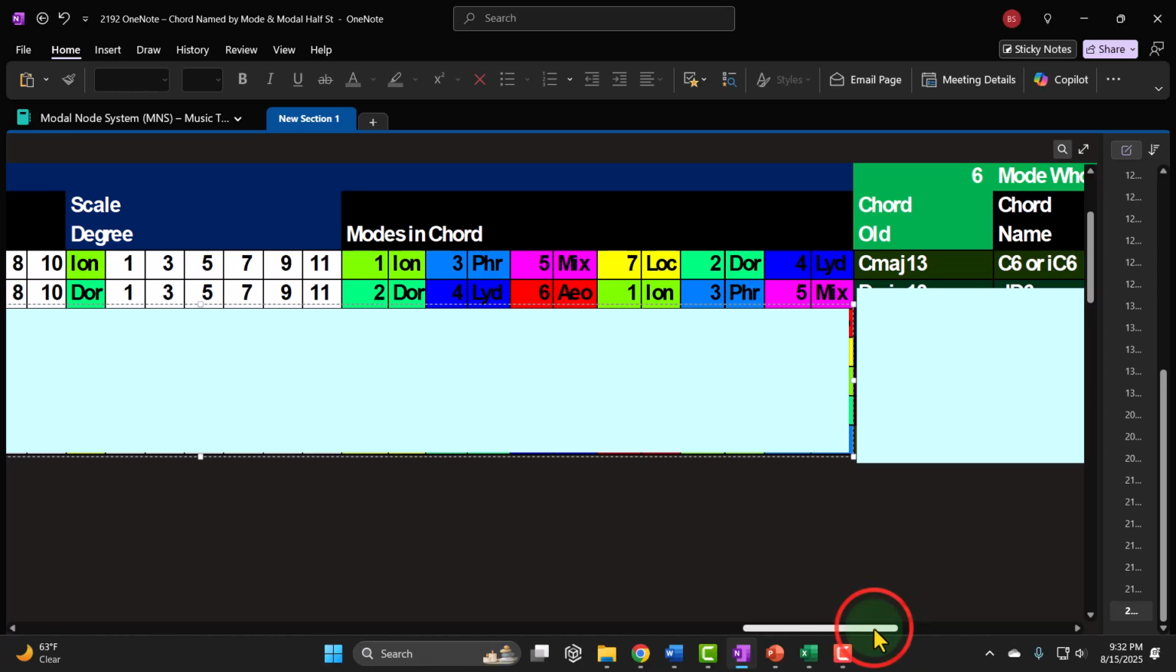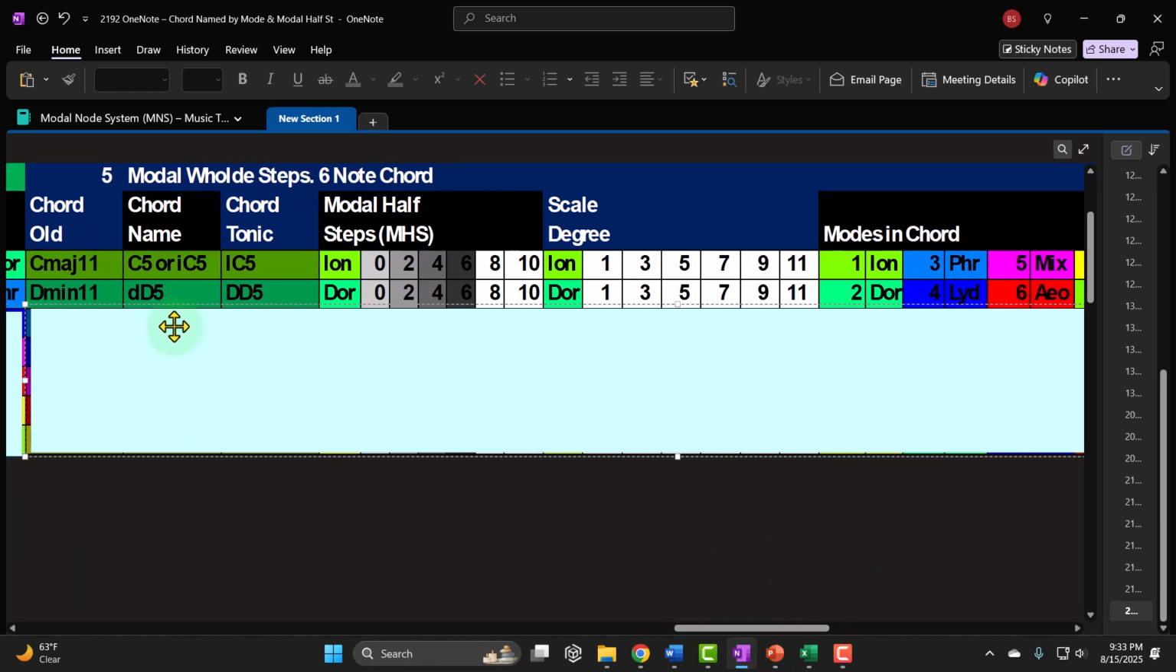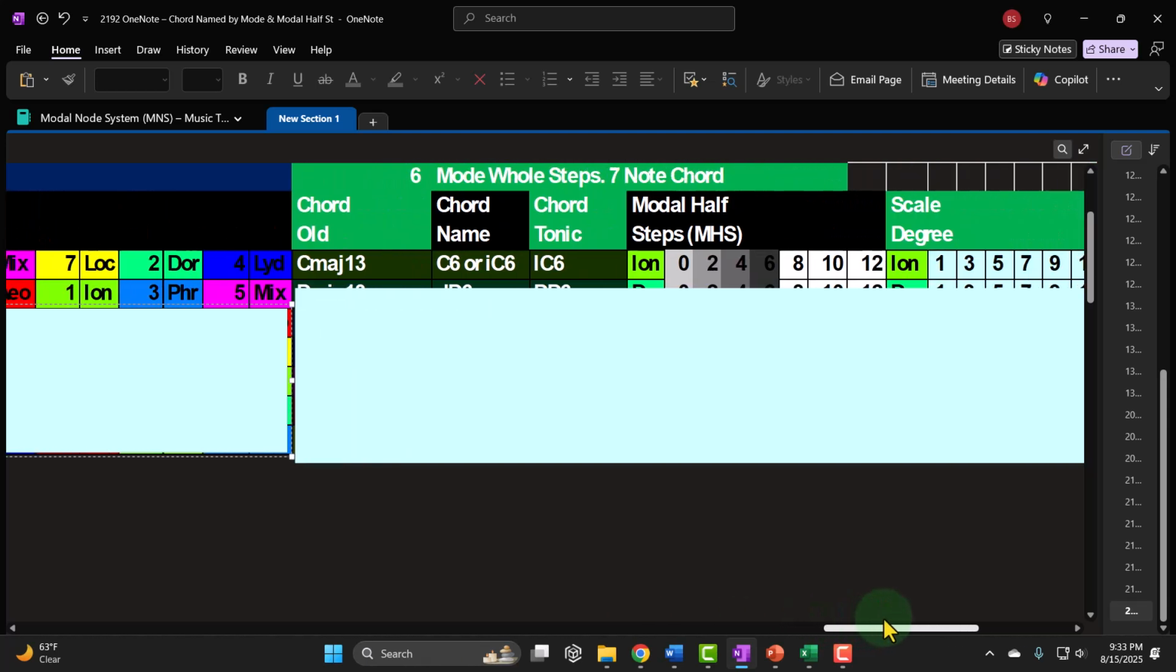And the Mixolydian is the last one, which is distance-wise 10 modal half steps up. Why? Because we start on the Dorian and then you go 5 modal whole steps up, which means we're skipping every other mode, which would be 10 modal half steps up, which would mean the scale degree has to be 11. Now, of course, 11 is a compound interval because we're really going around the circle, right? So you'd have to say the 11 is equivalent to the 4.